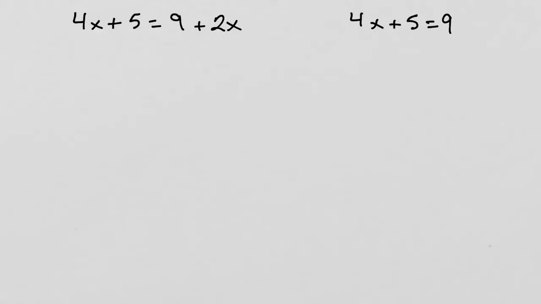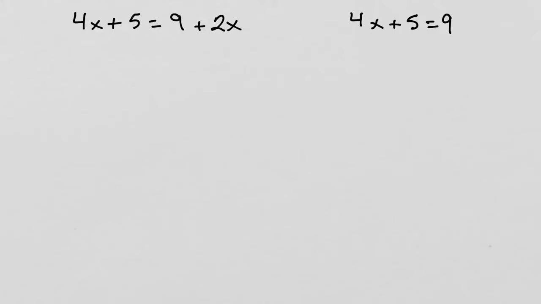Let's take a question to explain this. 4x plus 5 equals 9 plus 2x. Solve for x. We have been having the x represented only once. Example, 4x plus 5 equals 9. But here, we have the x represented 2 times.